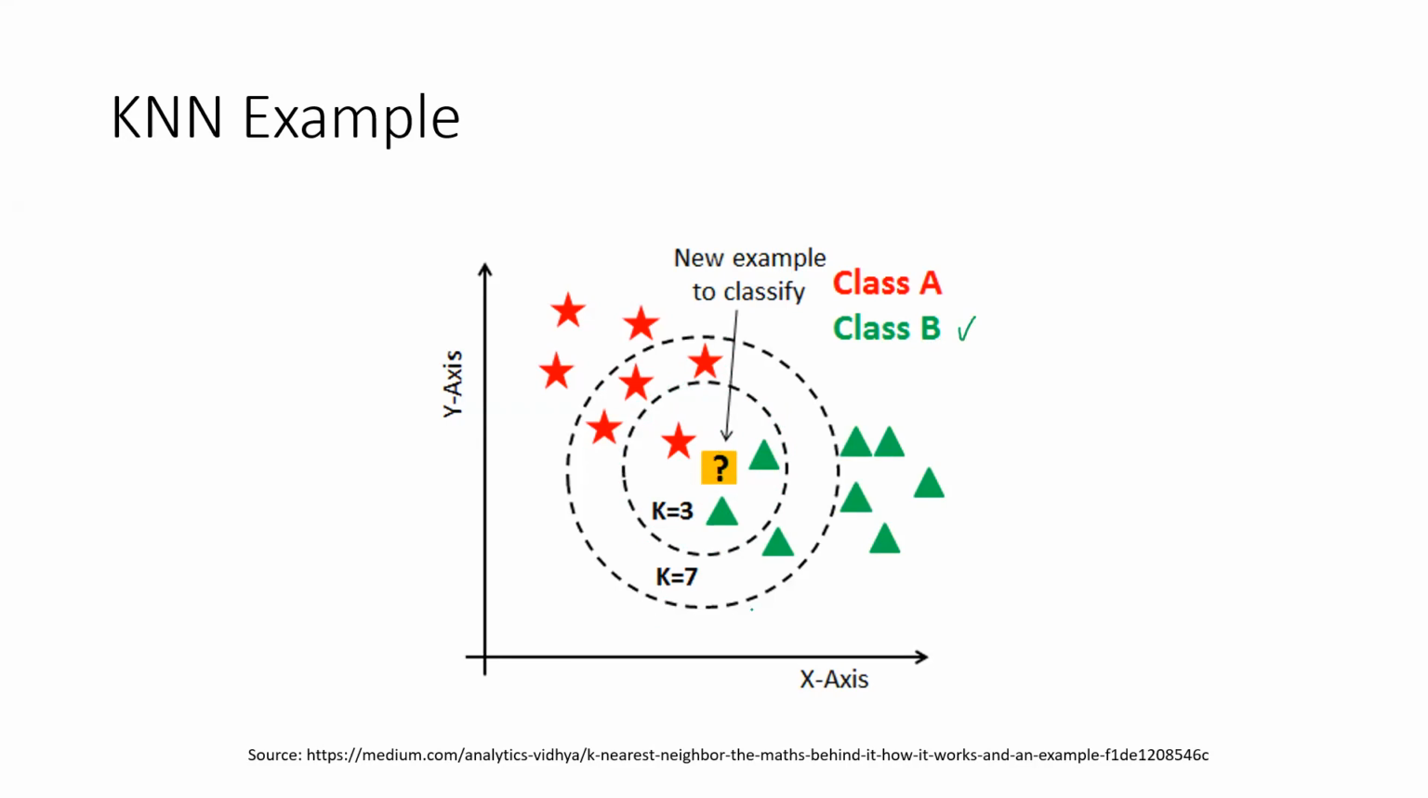Suppose you increase k to 7. Then there are 4 data points from class A among the nearest neighbors and 3 data points from class B. Because of that, you take class A as the prediction, not class B, when k is 7. Now, when it is a binary classification problem, we don't take even numbers because of the tie problem. We take odd numbers like 3, 7, 9, and so on, so that we will not have ties.